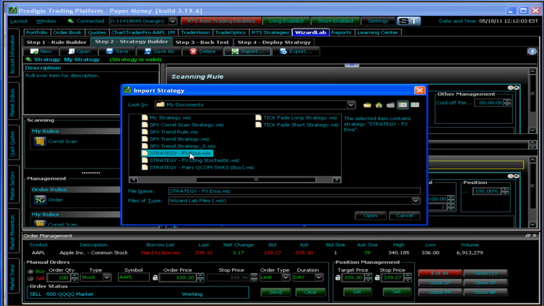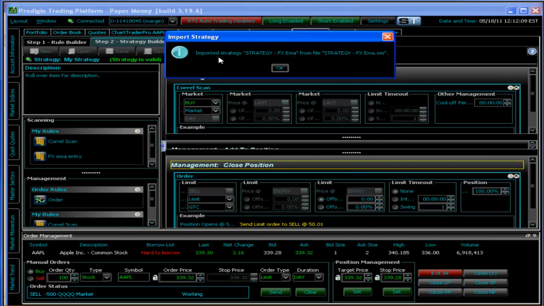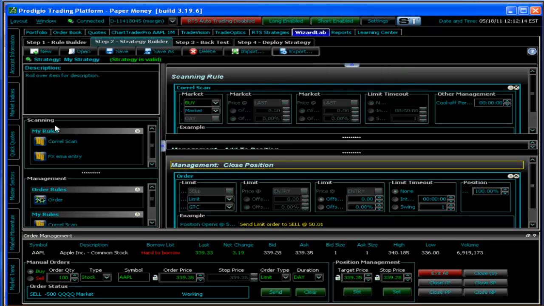I can go into the Strategy Forex EMA and select it. It's again under My Documents. I can select Open, and it says Imported Strategy Forex EMA from that strategy file. I hit OK, and now I've got it in here to use.